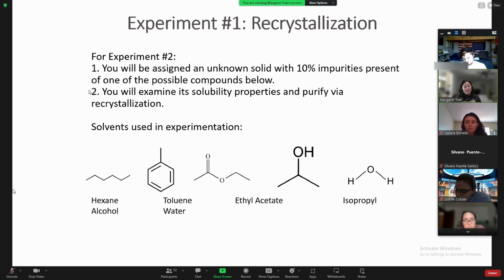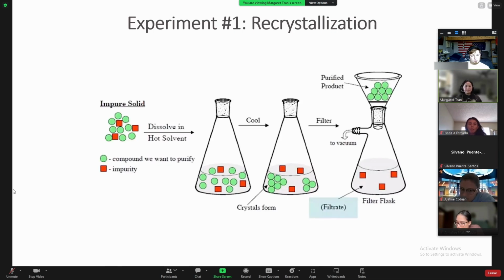So with that, these are the solvents that we used in here. The wording got moved when I copied and pasted these slides, so don't worry about that. The first one is going to be your pentane, and then your toluene, and then ethyl acetate. This is your isopropyl alcohol and this is water. Okay. So you should know the structures of these and know what you're talking about when you're doing some kind of question like that. Okay.